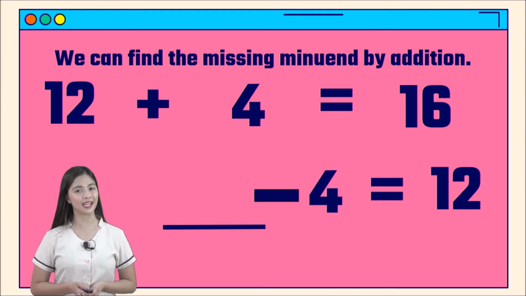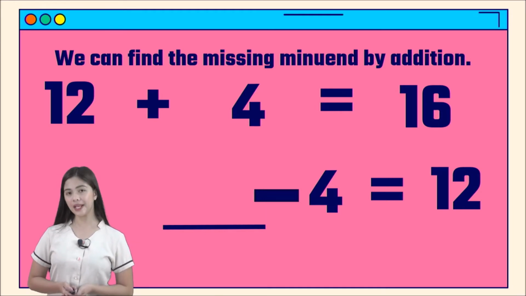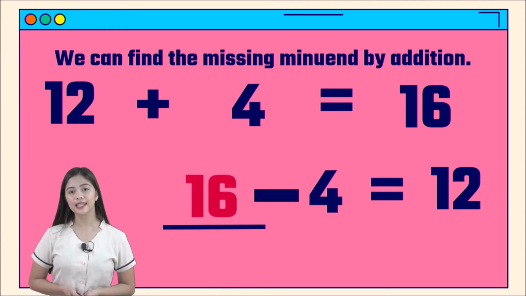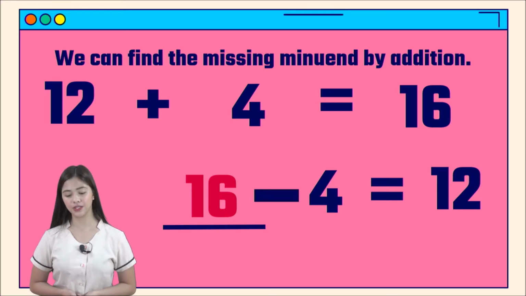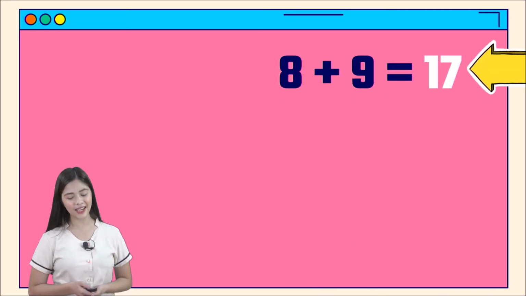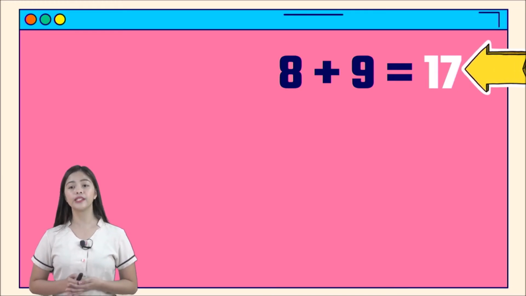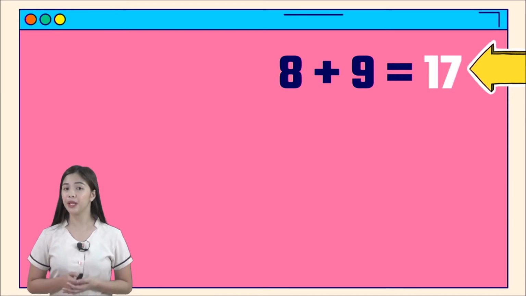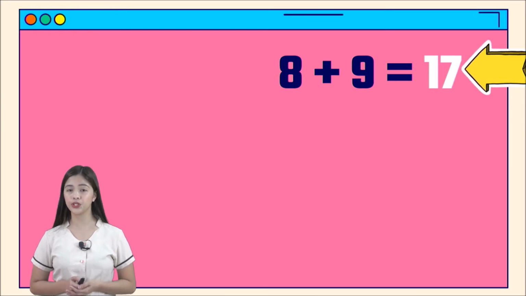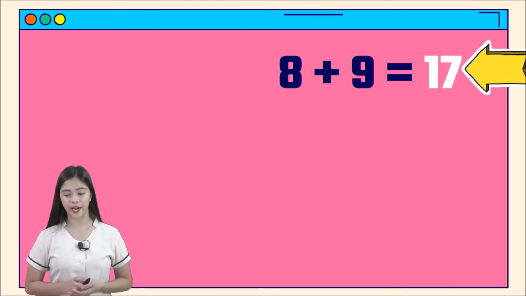Now, 16 is the sum. It means 16 also is the minuend for our subtraction equation. So let's have 16 minus 4 is equal to 12. Another one, let's have another example. We have 8 plus 9 is equal to 17. Remember, kids, we are always using the sum as the minuend. And we can also use both 8 and 9 as the subtrahend for our subtraction equation.